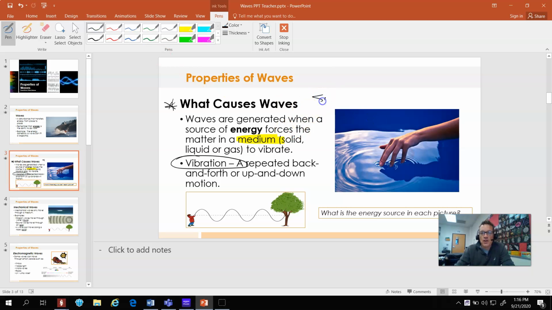So for example, sound needs something to travel through, and the thing that it does travel through is called a medium. The medium could be a solid, it can be a liquid, it can be a gas. So in the picture over here where the hand is making a wave, in this case the water would be the medium. The person with the rope down here making a wave, holding onto the tree, in this case the medium would be the rope.